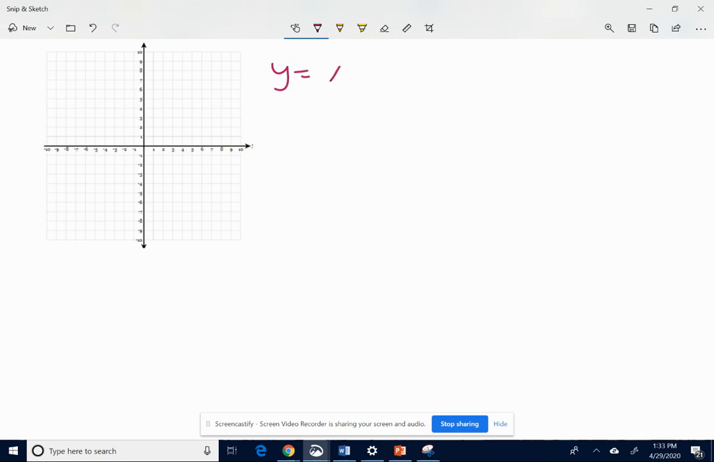Okay, we had y equals x minus 6, and we had x plus 3y equals 6. And we want to figure out the point where they intersect.